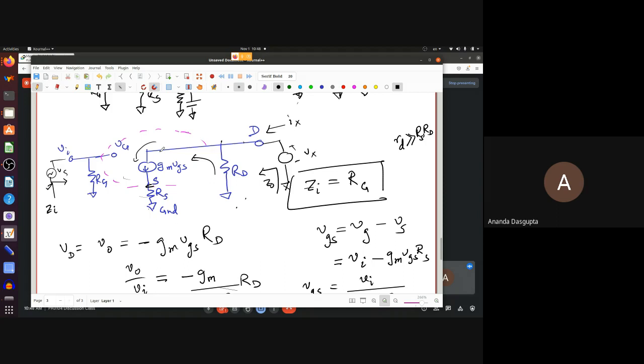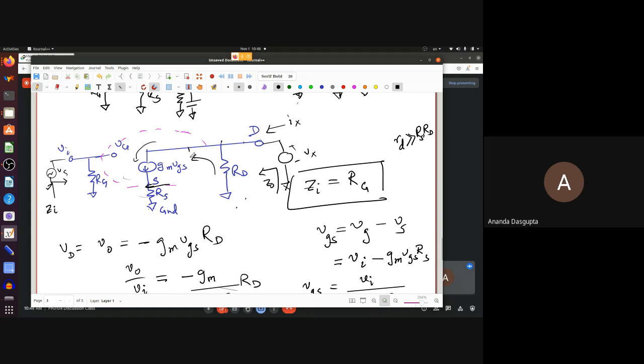Is that clear? Why doesn't it make gm VGS go away? Because VGS is VG minus VS, and VS is not 0 when VI is 0, because this current flows through the source resistance. So your homework is to calculate Z0.